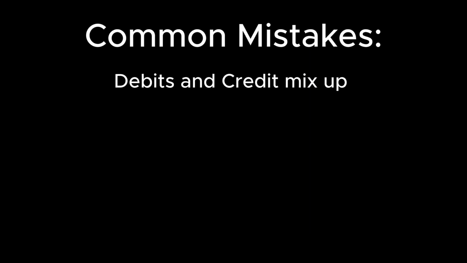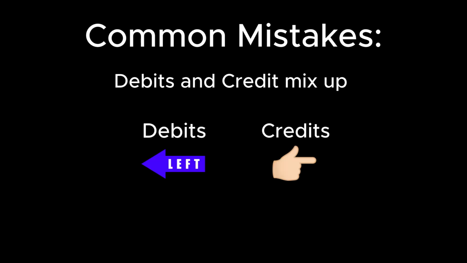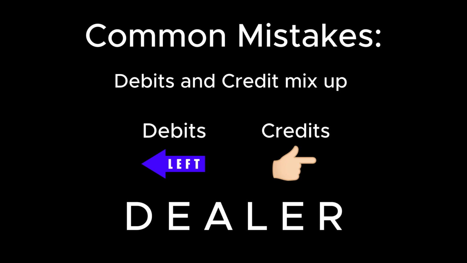Now let's talk about common mistakes people make when recording journal entries and how to avoid them. So first, we have mixing up debits and credits. Remember, debits go on the left, credits on the right. Use the DEALER acronym if you need help remembering.